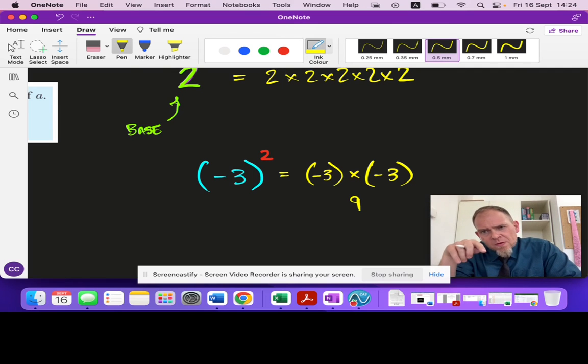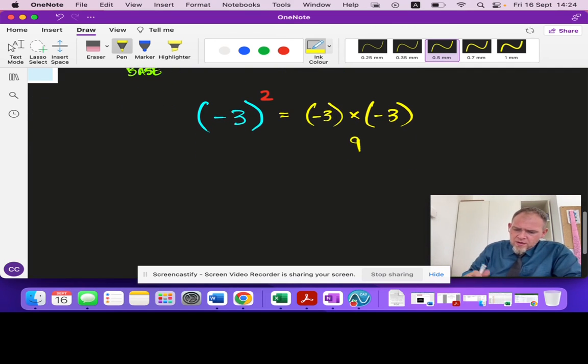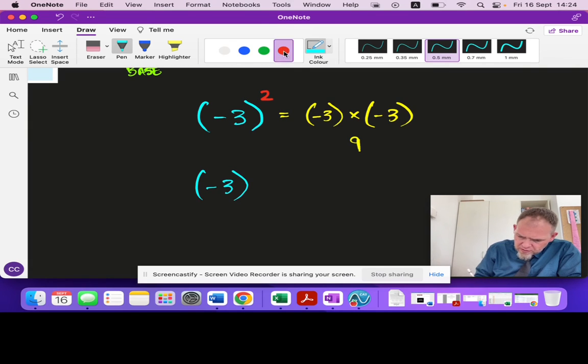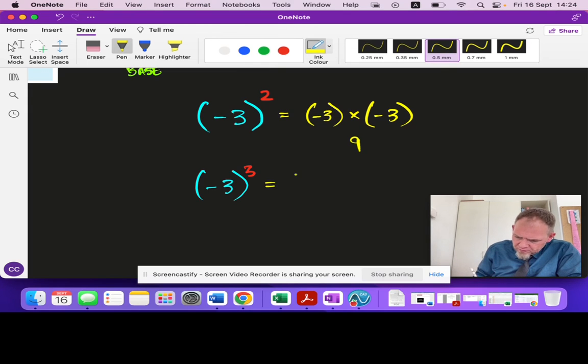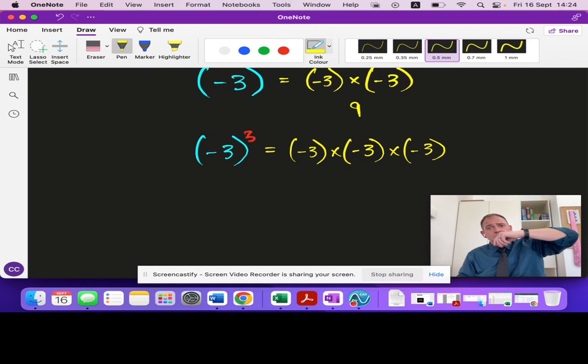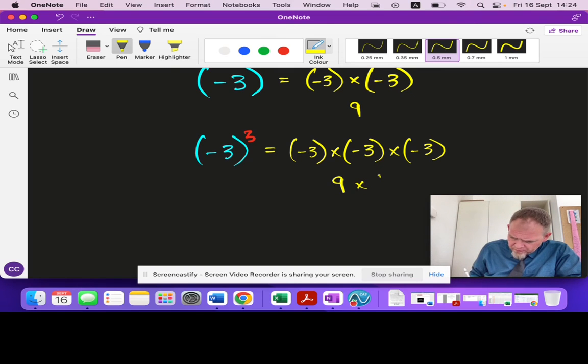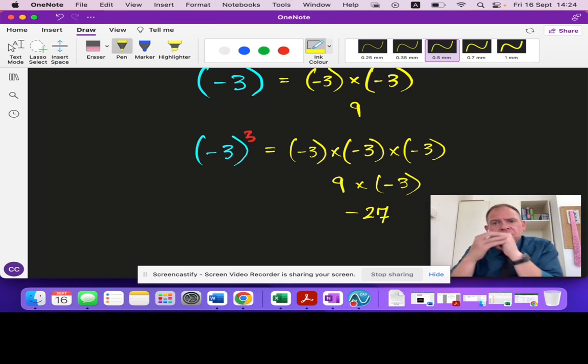No big deal. But what happens if I keep increasing that index? So -3 to the power of 3, now maybe we've got something a little bit more interesting. -3 times -3 times one more -3. Well, we already saw just above, it's still on the screen, that -3 times -3 is 9. And then I'm going to multiply 9 by -3. And suddenly I'm back to a negative number.